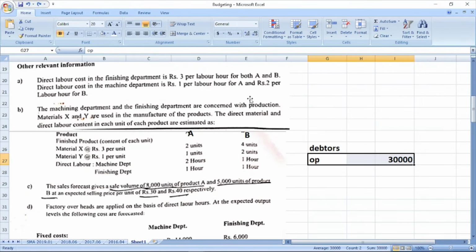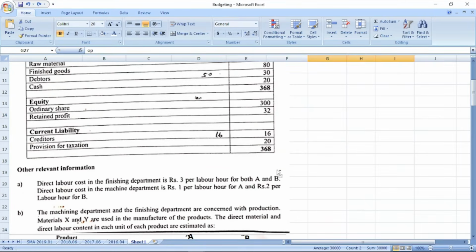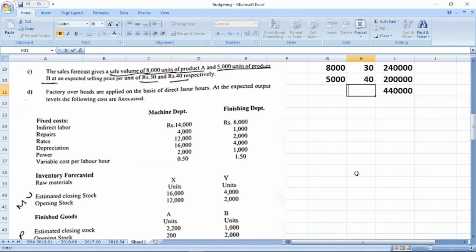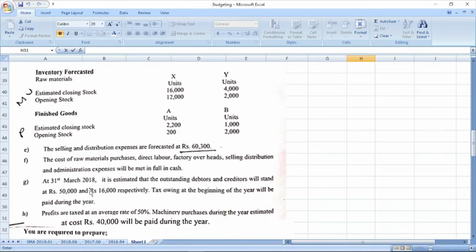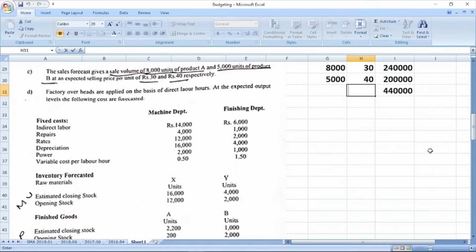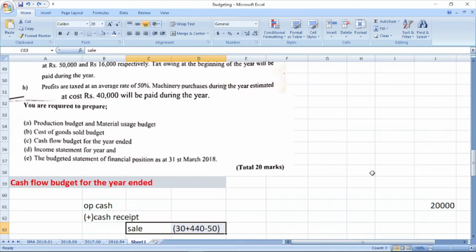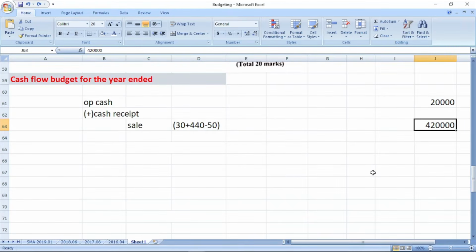The opening balance of debtors is 30,000, and the sales amount is 8,000 and 5,000 units by 30 and 40. So the sales amount is 440,000 plus opening debtors 30,000, and they mention the closing balance of debtors is 50,000. So 30,000 plus 440,000 minus 50,000, it is 420,000. So it is cash from sales, 420,000.